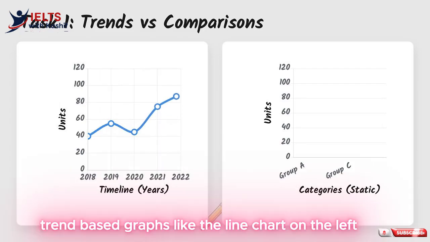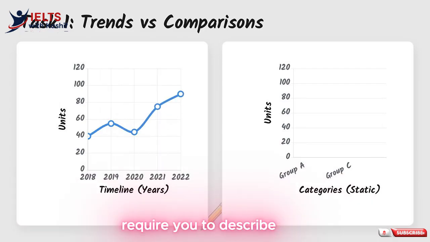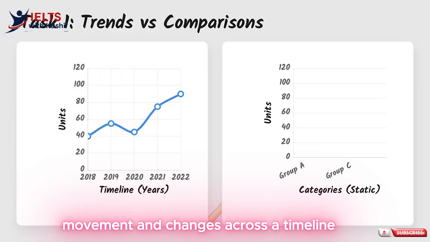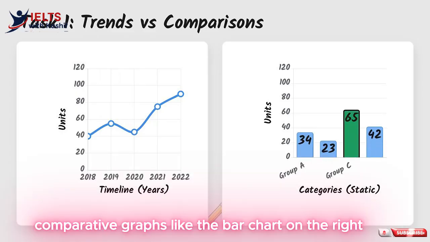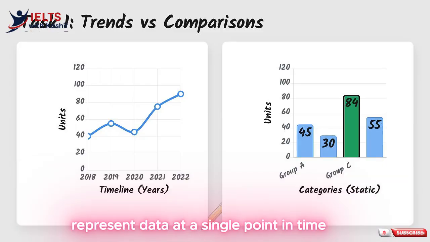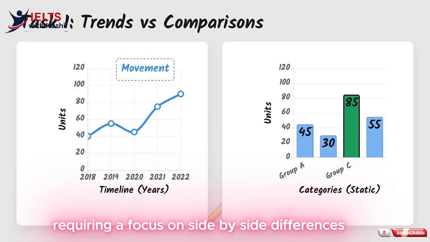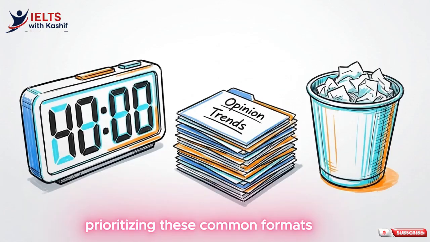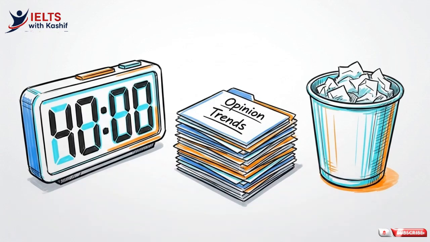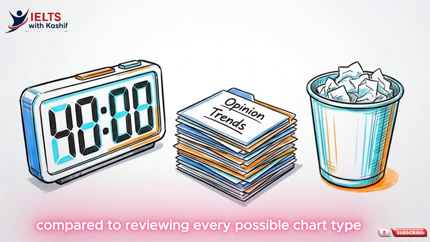Trend-based graphs, like the line chart on the left, require you to describe movement and changes across a timeline. Comparative graphs, like the bar chart on the right, represent data at a single point in time, requiring a focus on side-by-side differences. Prioritizing these common formats allows for more efficient study sessions compared to reviewing every possible chart type.